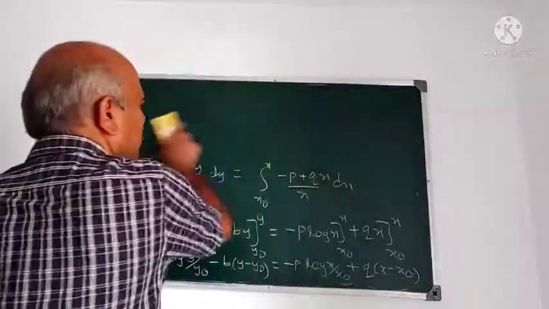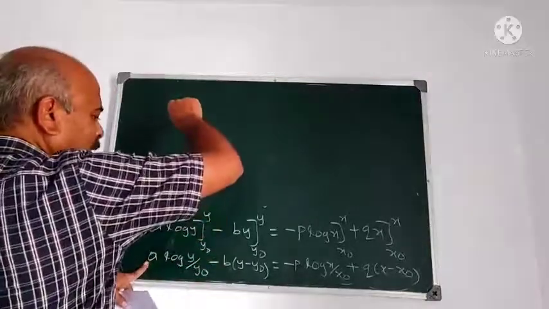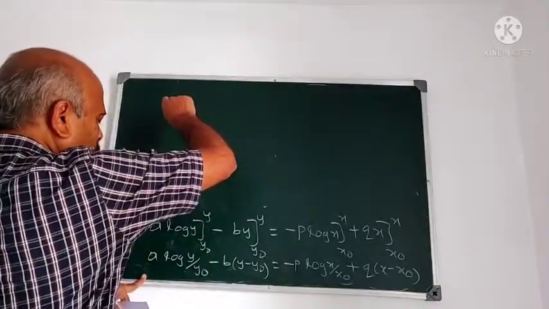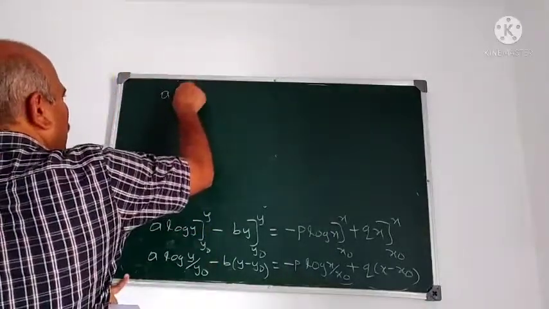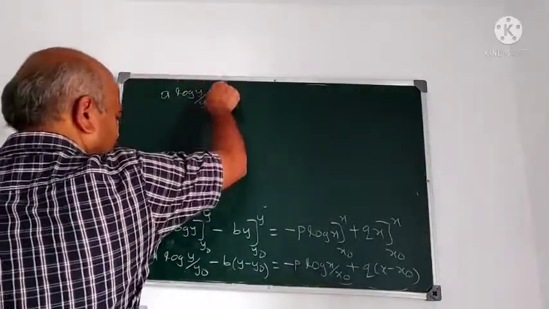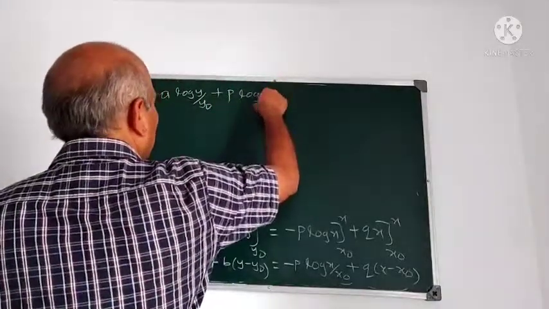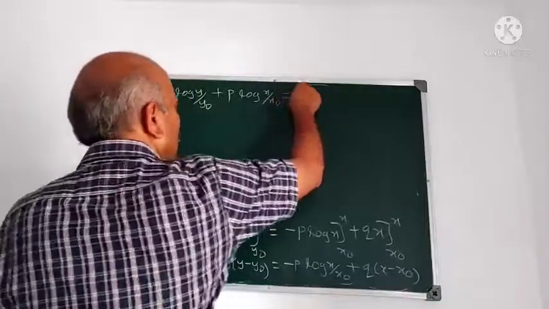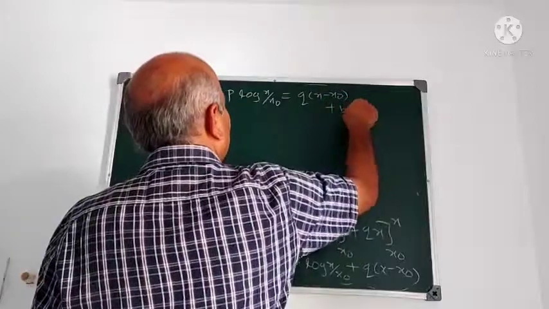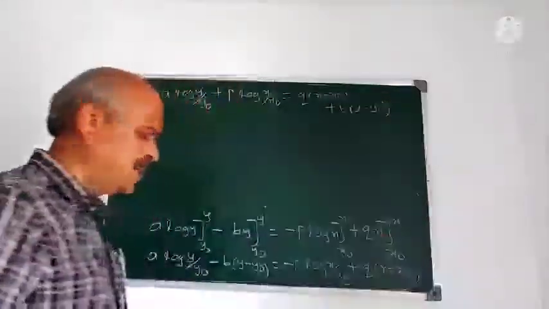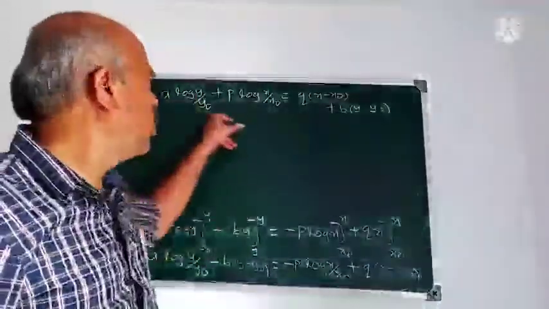Now, simplifying, we get, I like to simplify like this: a log y by y0 plus p log x by x0 is equal to q into (x minus x0) plus b into (y minus y0).